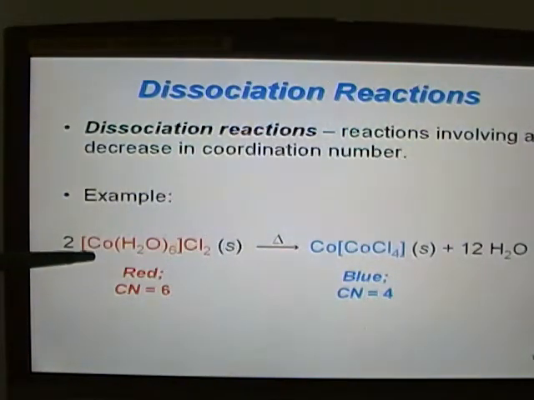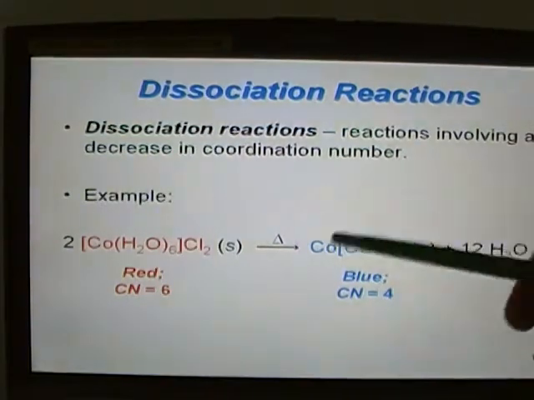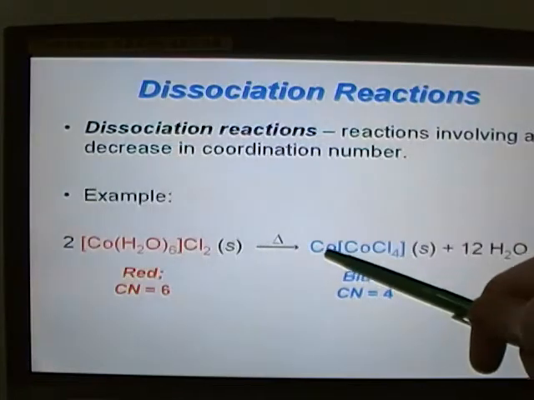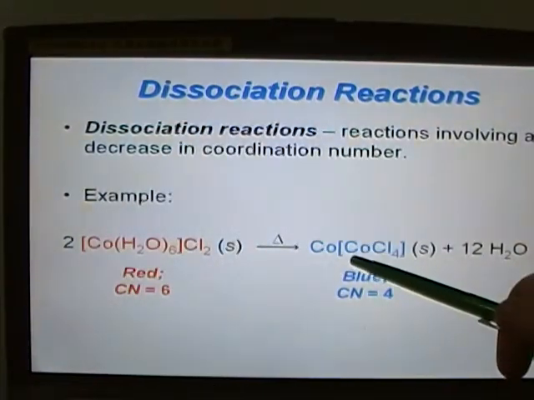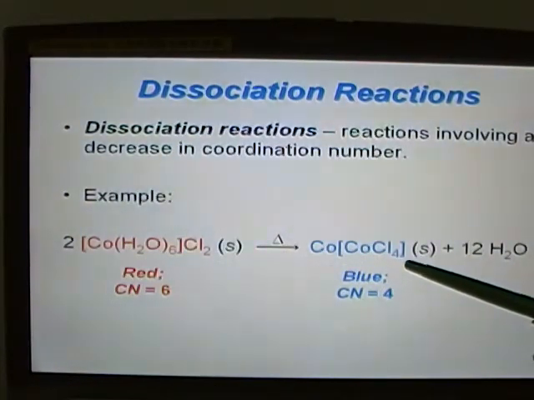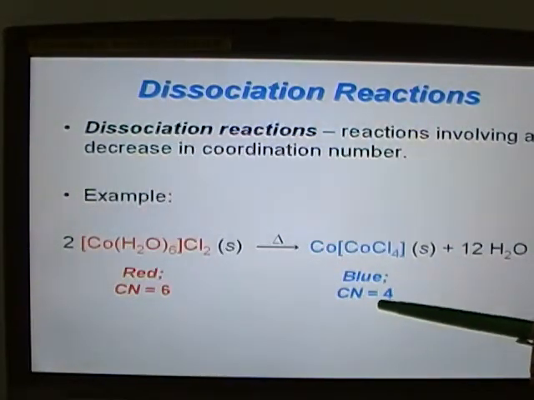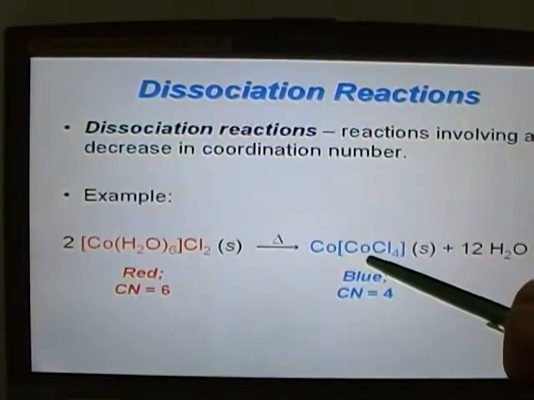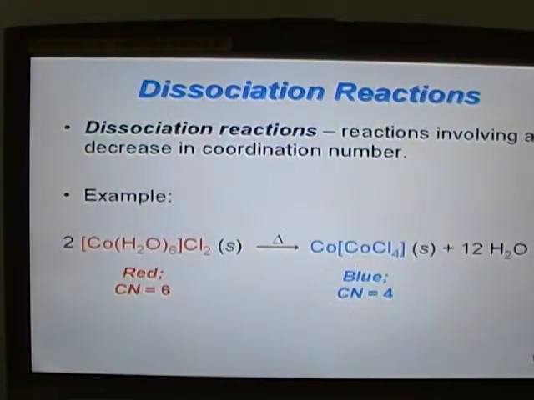You start off with Co(H2O)6 Cl2, and it's a red color, and the coordination number to cobalt is 6. You add heat, and you end up forming CoCoCl4 solid. This is a blue compound and has a coordination number of 4. By removing all the water, you change the coordination number to cobalt in the complex anion.